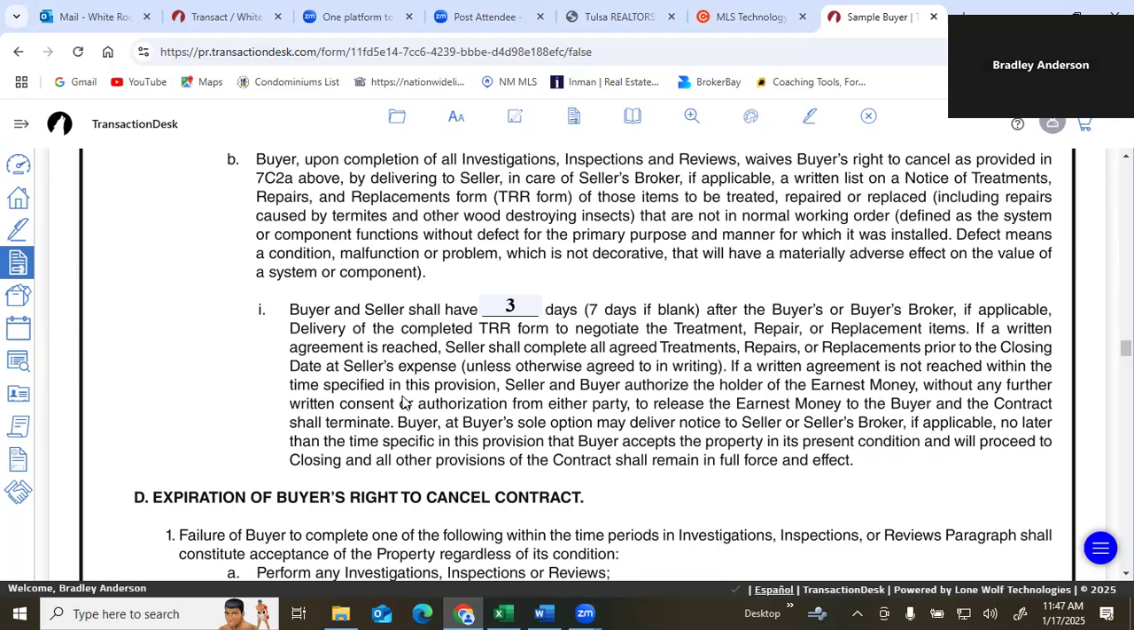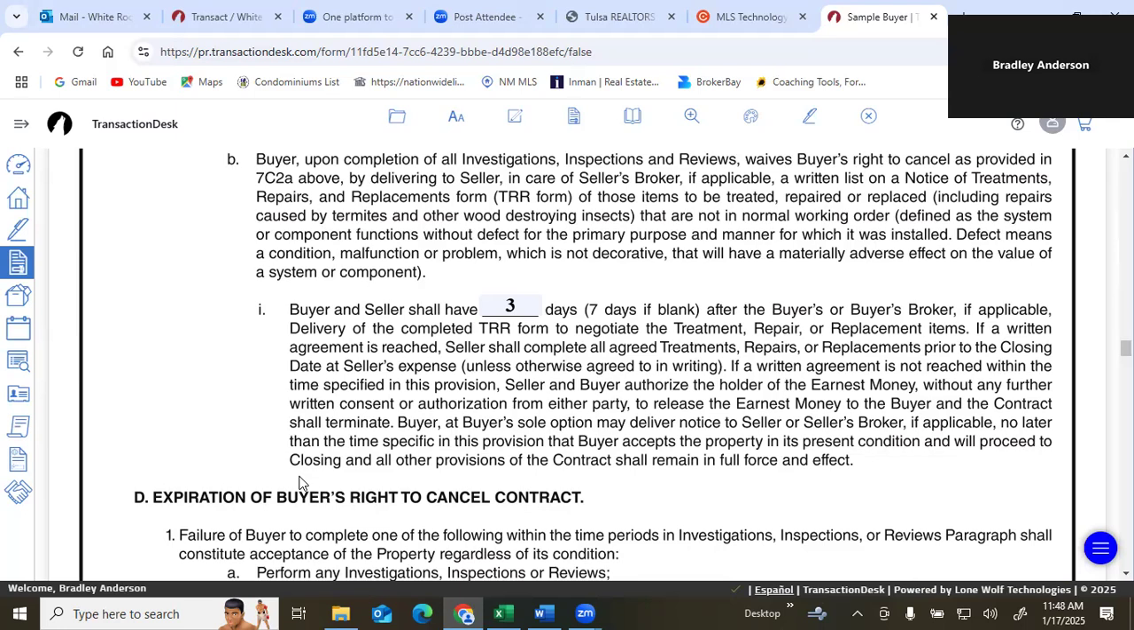If a written agreement is reached, seller shall complete all agreed treatments, repairs, or replacements prior to closing at seller's expense, unless you work something else out in writing. Now, there is a TRR form, which I review in another video, but that is the written agreement that y'all are going to come to. All right. If a written agreement is not reached within the time specified in this provision, seller and buyer authorize the holder of the earnest money, without any further written consent or authorization from either party, to release the earnest money back to the buyer, and the contract terminates.